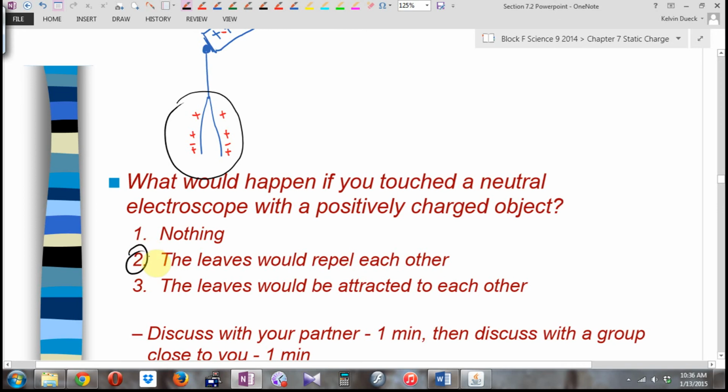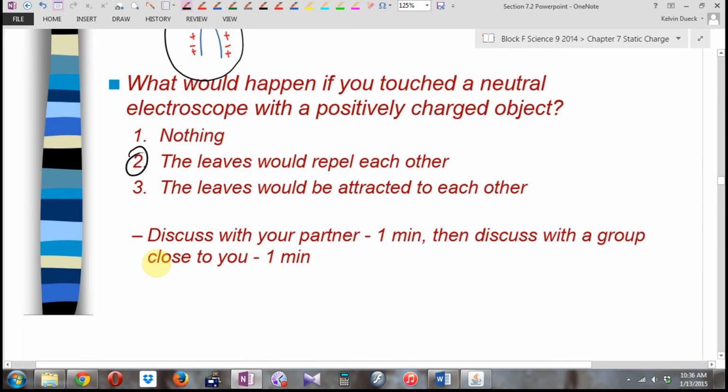The same as when you touched it with a negative. When you touched it with a negative, extra electrons flowed from the rod into the leaves and repelled each other. When you touch it with a positive, extra electrons flow from the leaves into the rod, leaving the leaves positive, and they still repel each other.